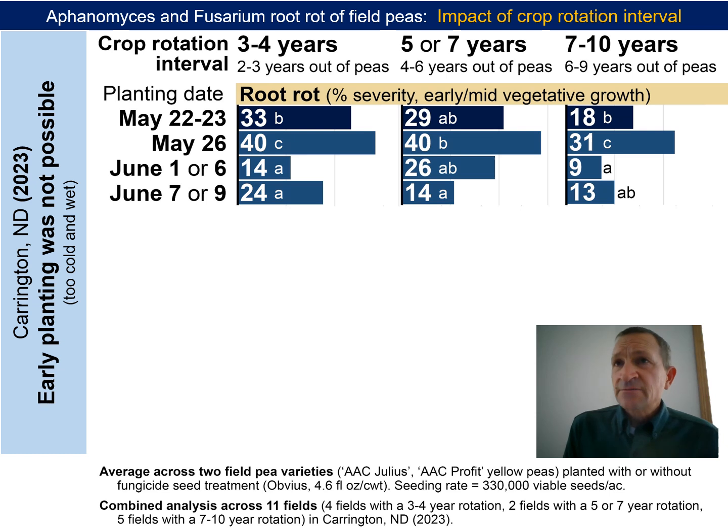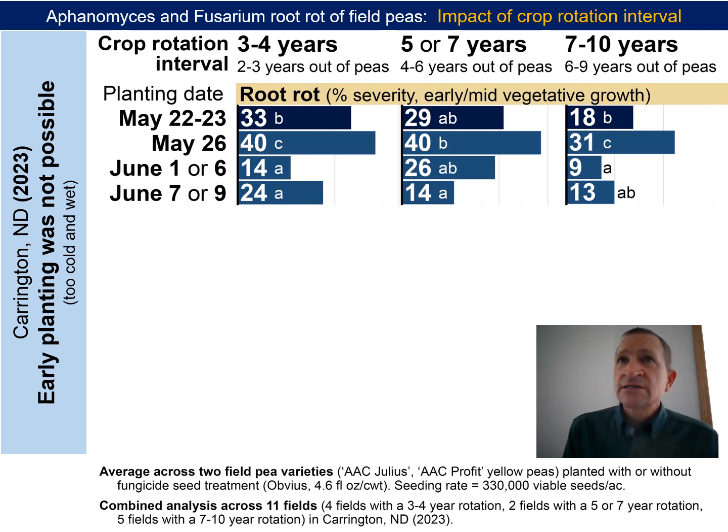We conducted the same set of studies in 2023. Planting date studies with 4 planting dates across 11 different fields in Carrington, differing in the interval since the last time peas were grown. In 2023, unfortunately, very cold, wet conditions precluded us from planting very early. Our first planting date was very late, May 22nd to 23rd. So there's no early planting in these studies. But we still got 4 planting dates in.